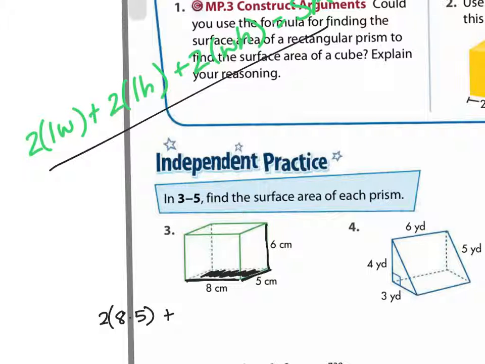And then I'm going to add that to 2 times the length times the height. So the length is 8 and the height is 6. And then I'm going to add that to 2 times the width times the height. Now I'm finding this space right here and this one right here, hence the 2 times. So I've got 6 times 5.